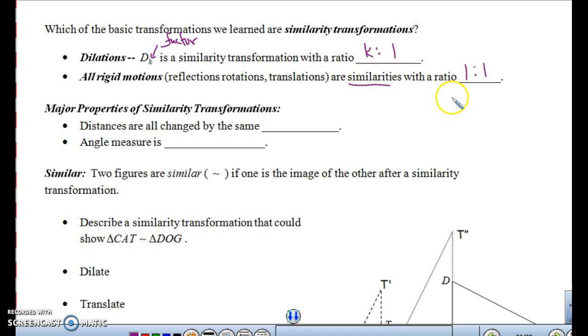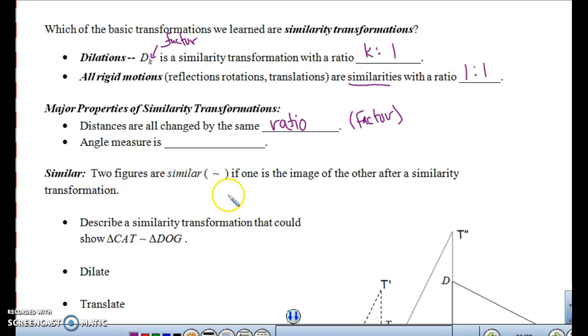So what you start with is what you end with. So the only new one we're talking about is the dilation, because it changes the size. It's going to change the size of the figure. Now, the major properties of similarity transformations: distances are all changed by the same ratio, or by the same factor. You're multiplying them by something.